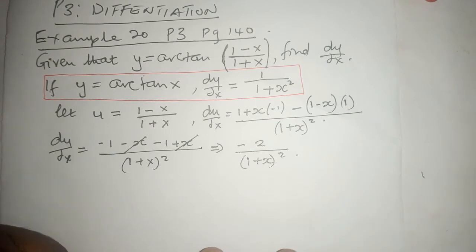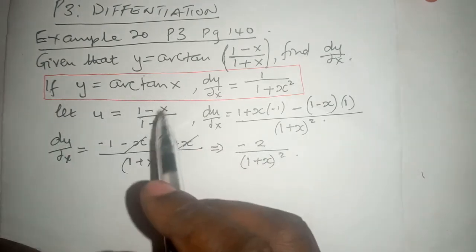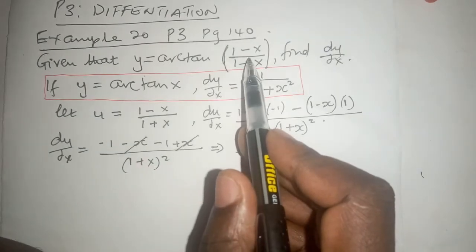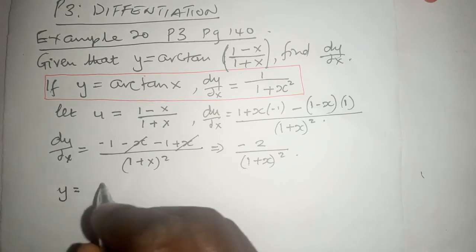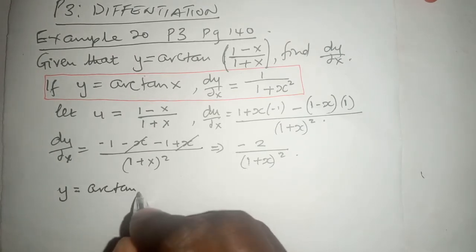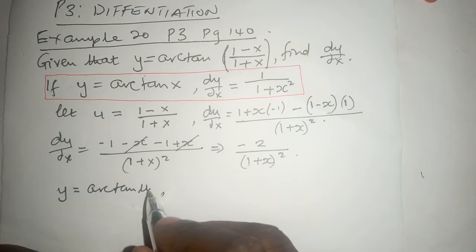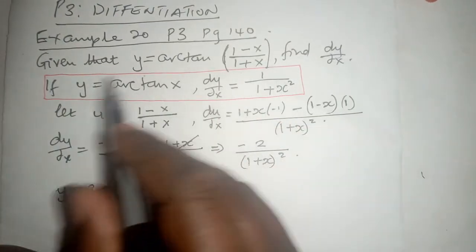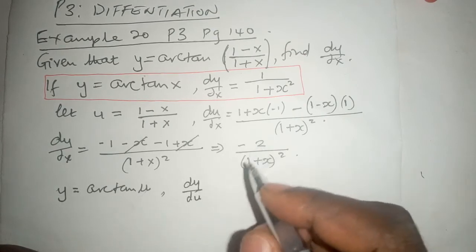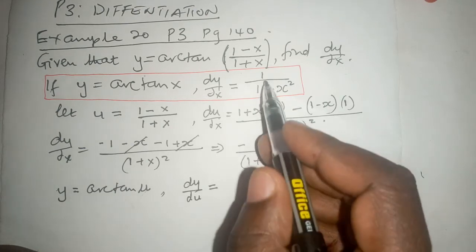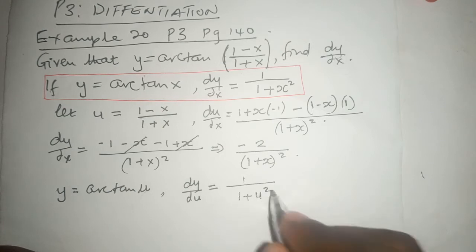But of course, the moment we made y equal to arctan x, we said that once we call this u, then we are going to have y is equal to arctan u, because this is u. And of course, if we work with this according to this approach, we're going to find that dy/du is going to be 1 over 1 plus u squared.